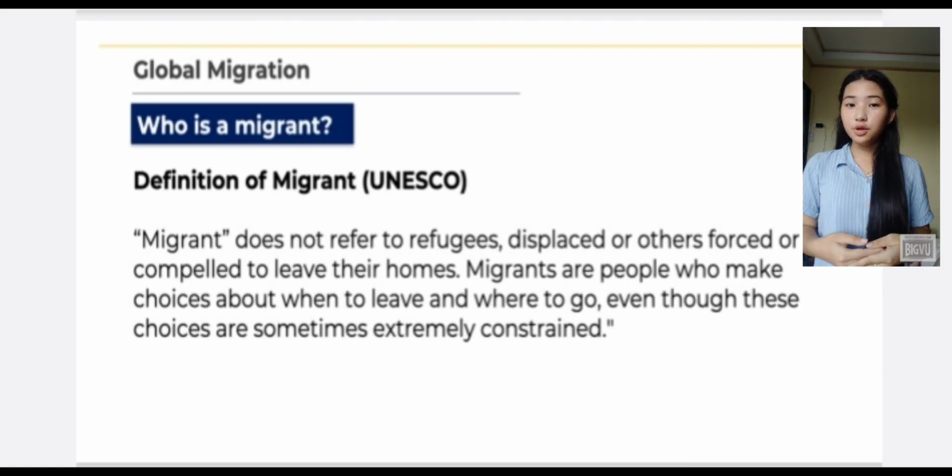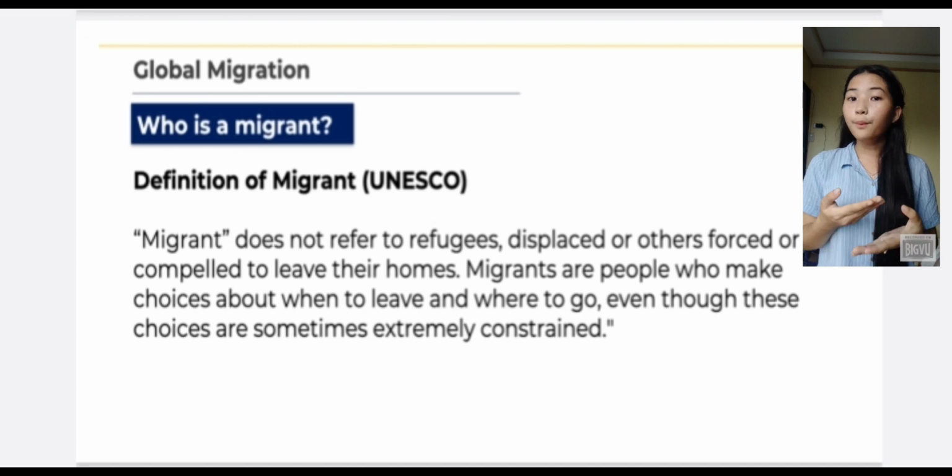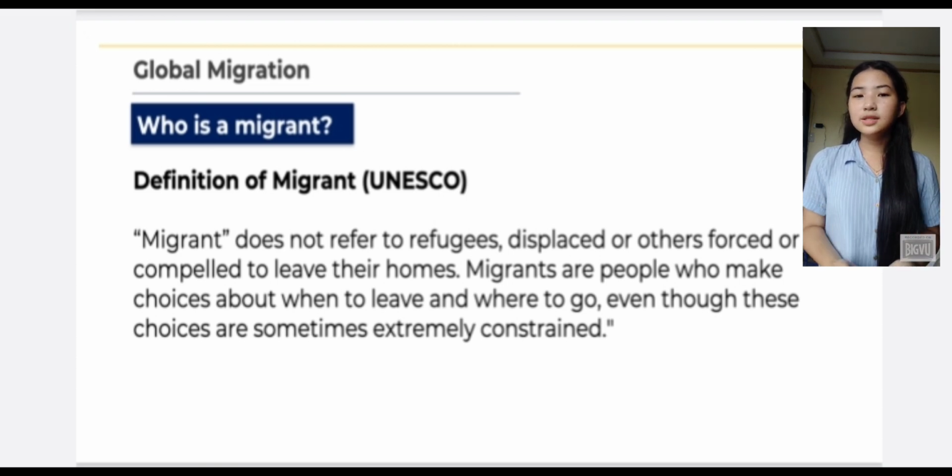Definition of migrant in UNESCO. Migrant does not refer to refugees, displaced, or others forced or compelled to leave their homes. Migrants are people who make choices about when to leave and where to go, even though these choices are sometimes extremely constrained. So, the definition of migrant in UNESCO says that migrants choose to move even if their choices are limited by things like poverty or instability. This is different from refugees who are forced to leave their homes because of other circumstances like threat to their safety.